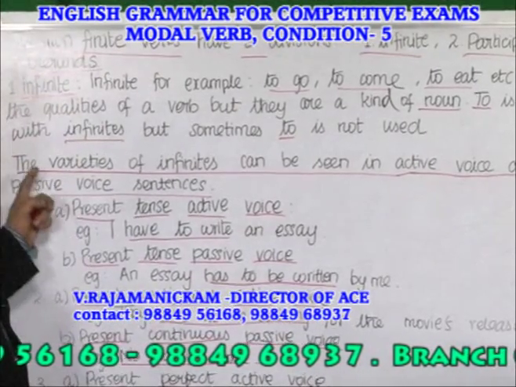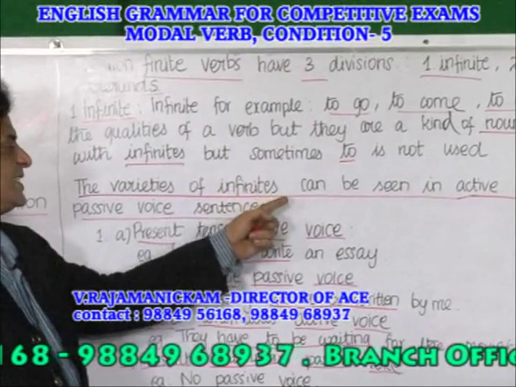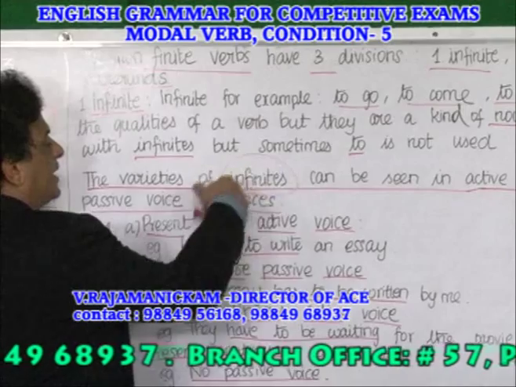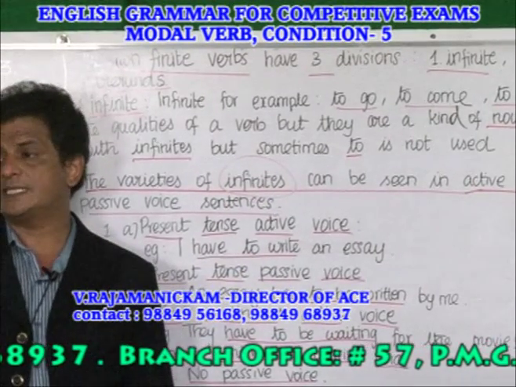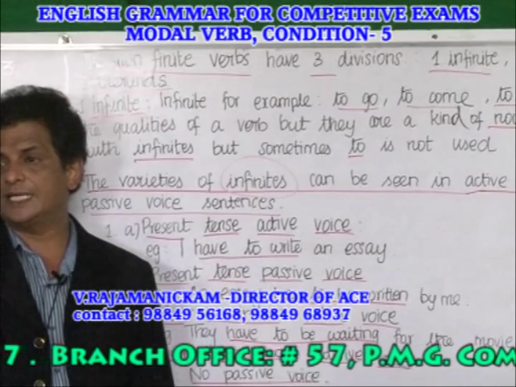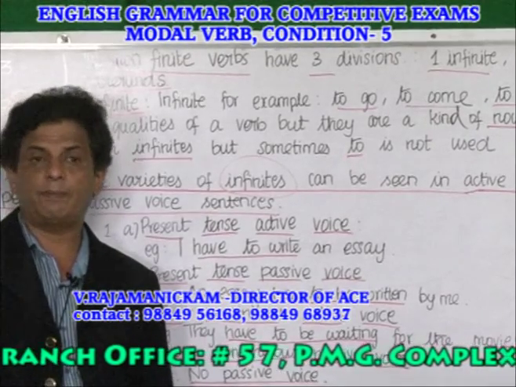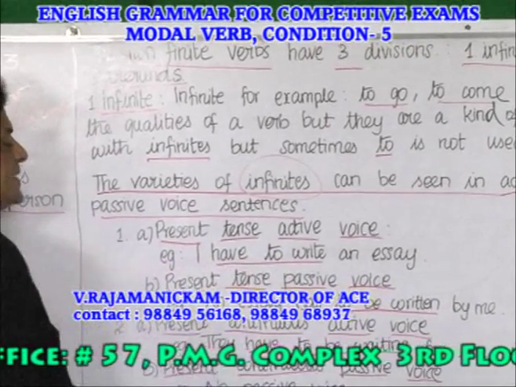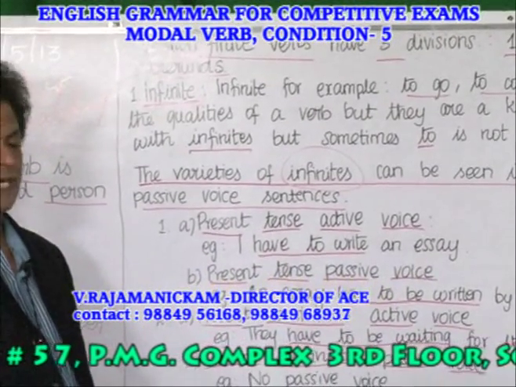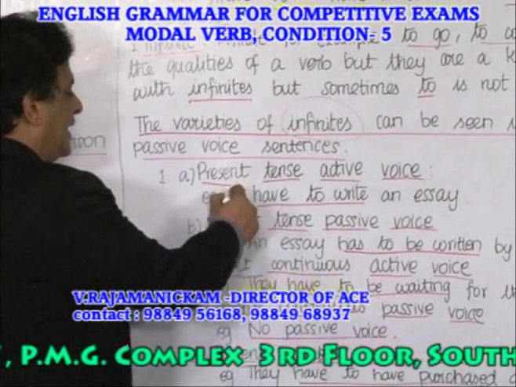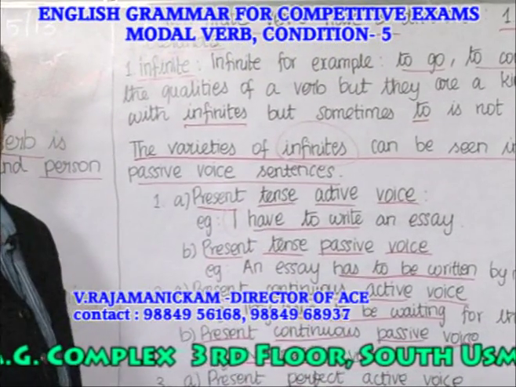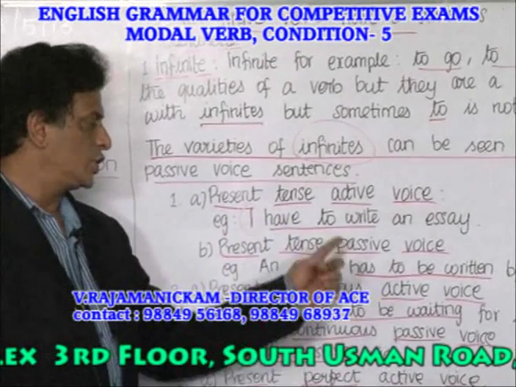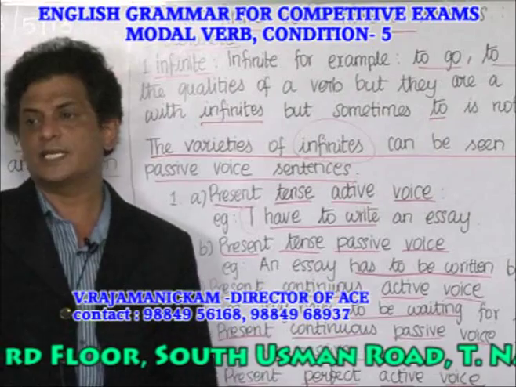Next, the varieties of infinitives can be seen in active voice and passive voice sentences. What do you mean by active? The verb is active. What do you mean by passive? The verb is passive. See the example: I have to write an essay. What is the subject here? I. What is the verb here? Have, because have is controlled by I. To write an essay, to write becomes the infinitive.